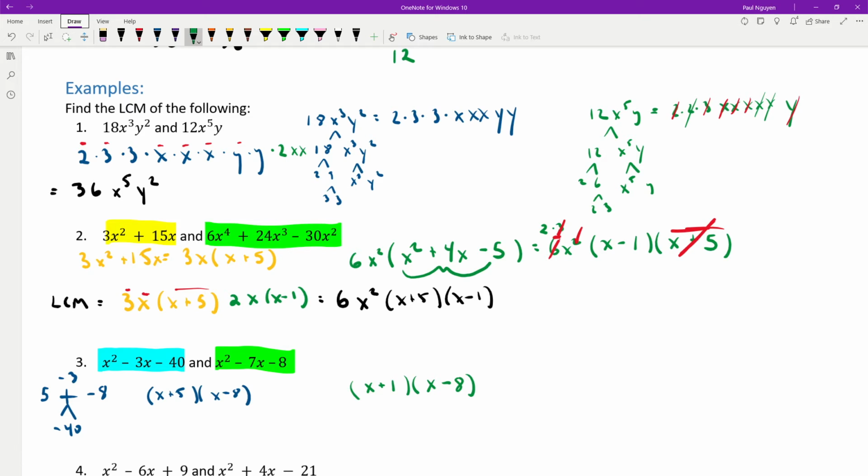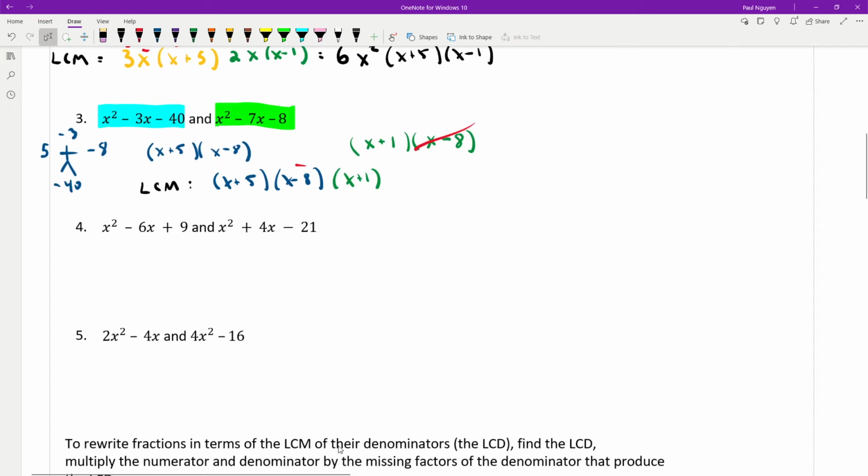So to find the least common multiple, I start with one of them, x plus 5 times x minus 8. And I see that I've already used an x minus 8, so I don't need that one. So what's missing is an x plus 1. So this is the least common multiple. The first expression divides this part, and the second expression divides this part. Okay, let's find the least common multiple here.